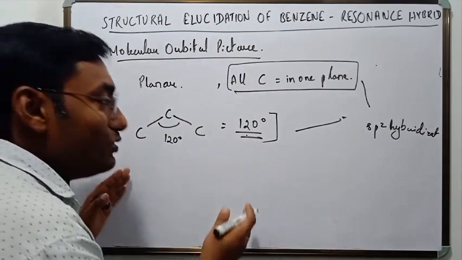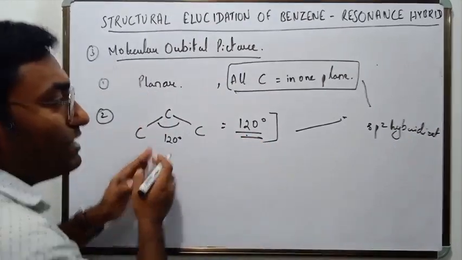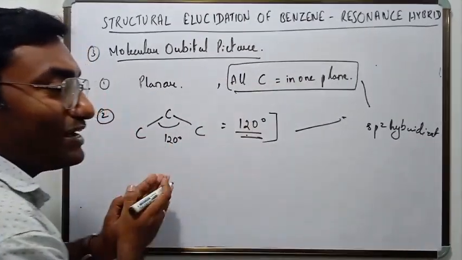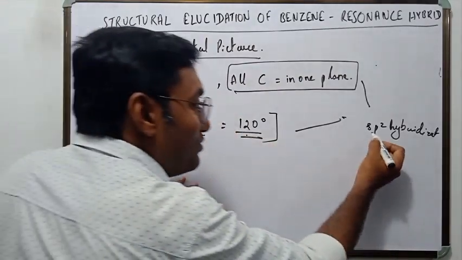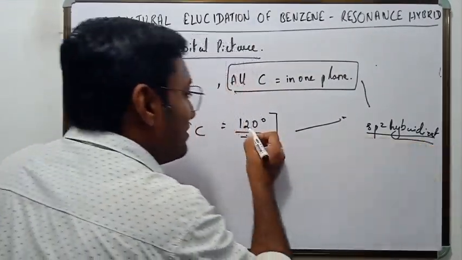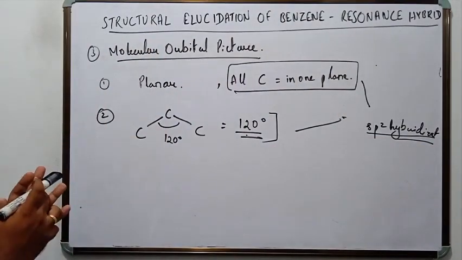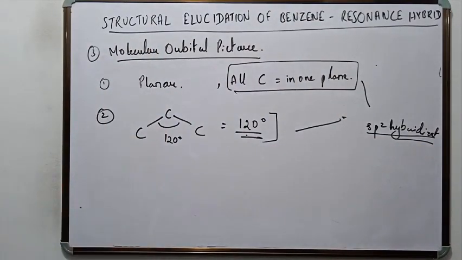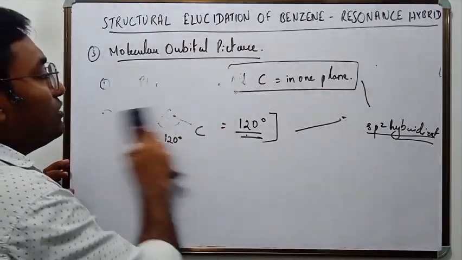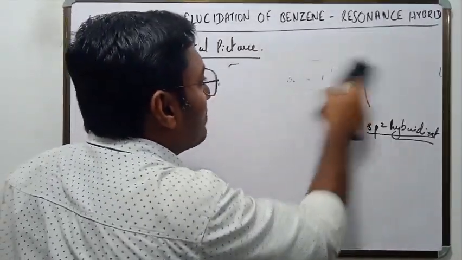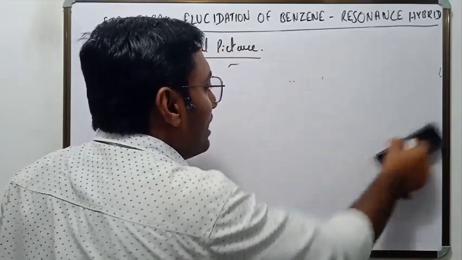Also, it involves a trigonal shape in one plane, correct? So sp2 hybridization indicates 120 degrees, and it indicates that the molecule is in one plane. Fine. That means all carbon atoms are sp2 hybridized in the benzene ring.